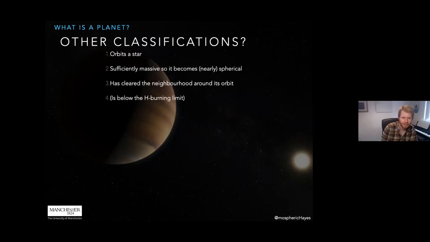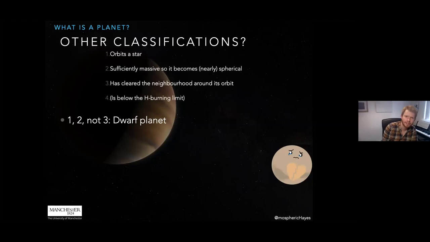There are a few other classifications. The obvious one is, if it hasn't done this last bit, step three, it's known as a dwarf planet, which is why Pluto is sad looking in the corner, because it has not cleared its neighborhood. It crosses the orbit of Neptune and therefore loses that fight.